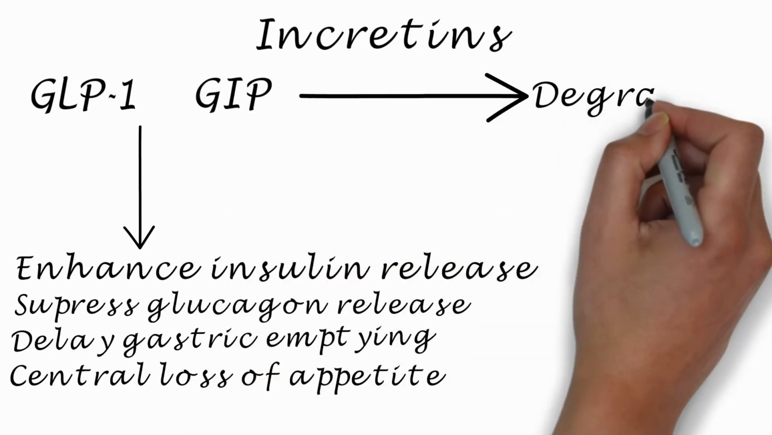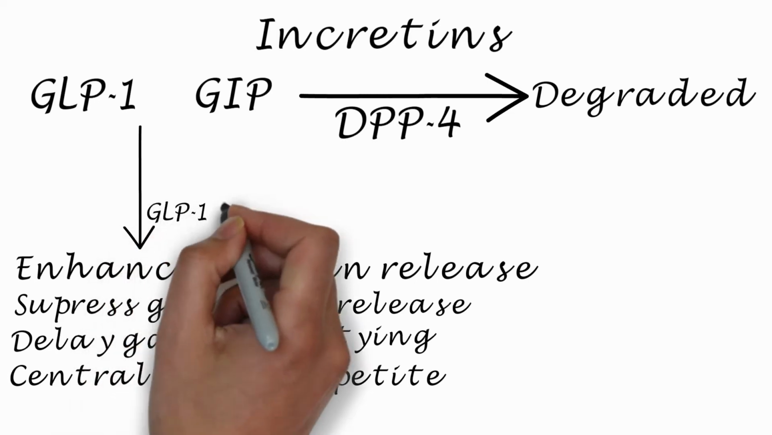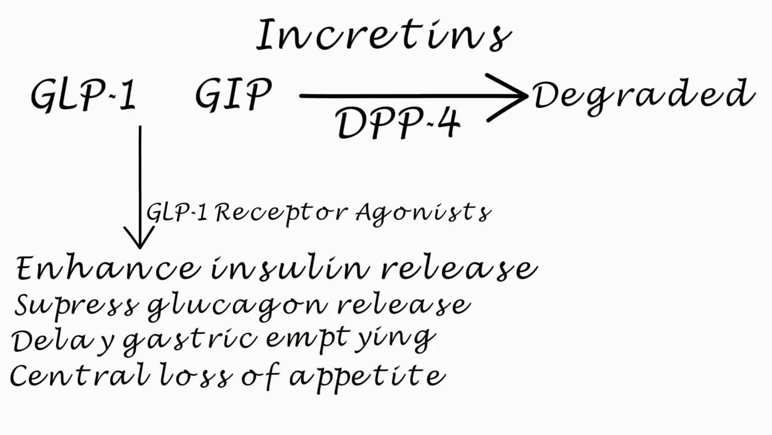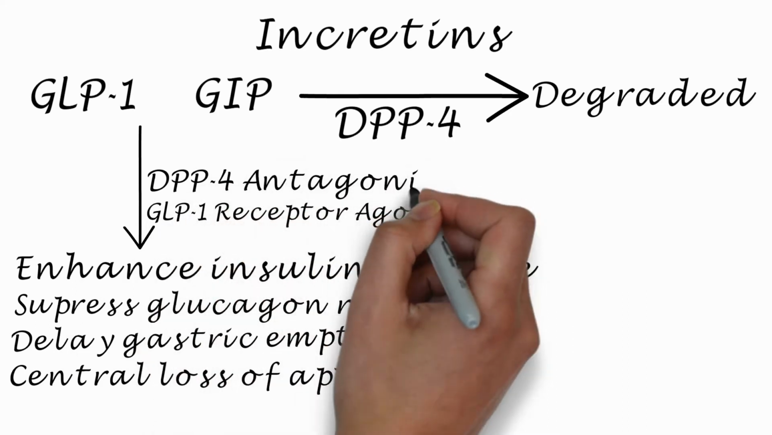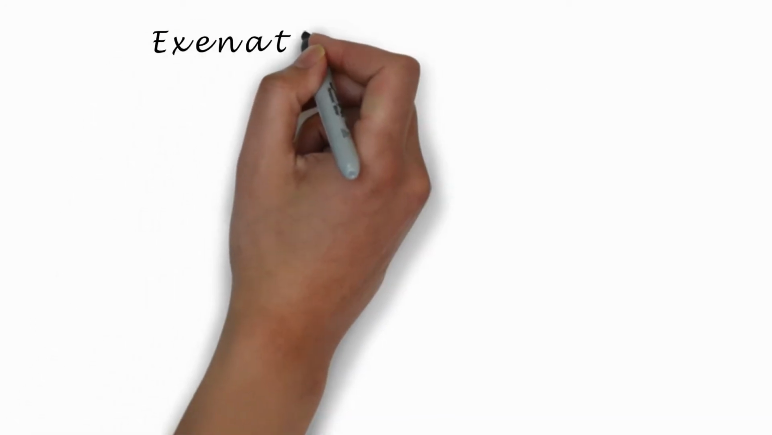These incretins are rapidly degraded endogenously by the enzyme dipeptidyl peptidase 4 (DPP4), which is expressed on the luminal membrane of capillary endothelial cells, kidney, liver, GI mucosa, and immune cells. So we have drugs like GLP-1 receptor agonists, which mimic the action of GLP-1, and DPP4 antagonists, which antagonize the degrading enzyme and increase the action of GLP-1.